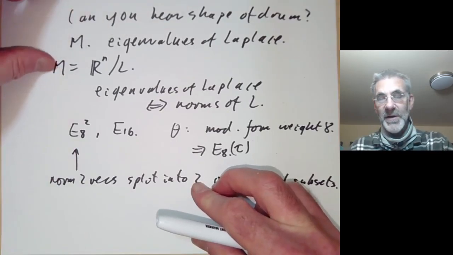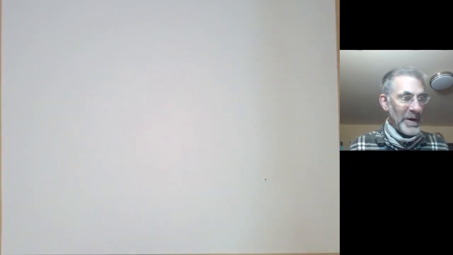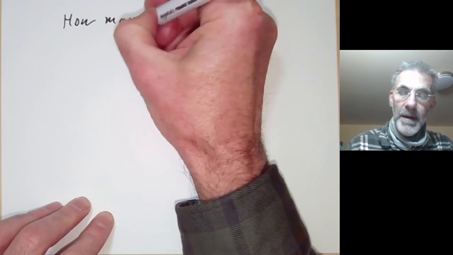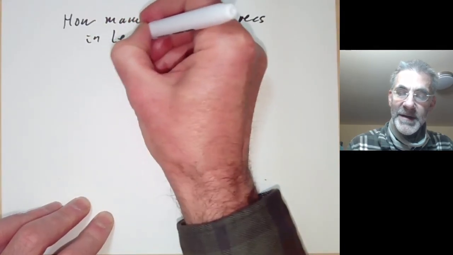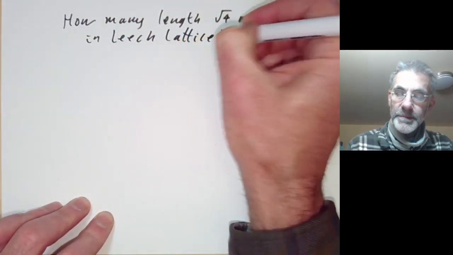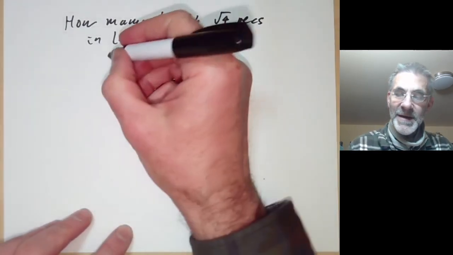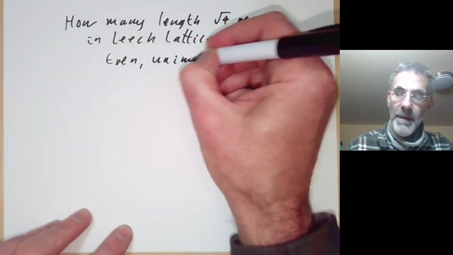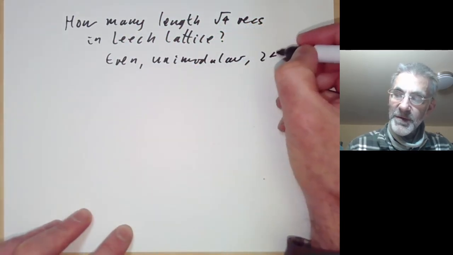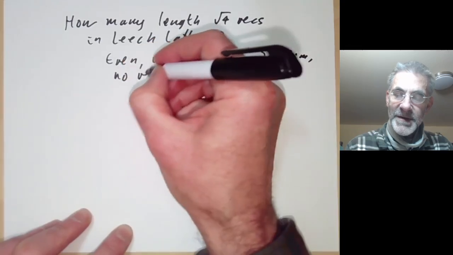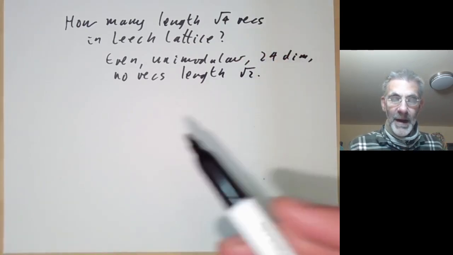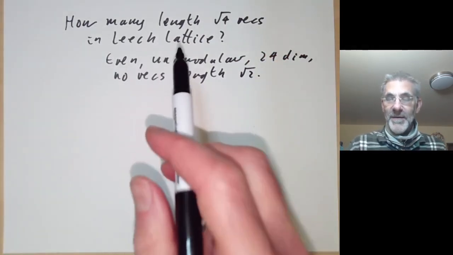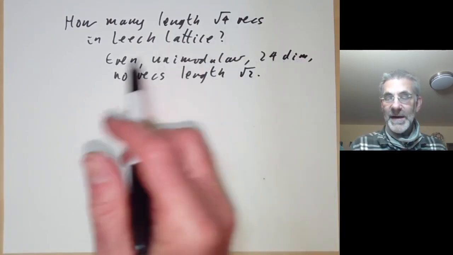So next application, we can ask how many vectors of length root 4 are there in the Leech lattice? And what we know about the Leech lattice is it's even, unimodular, that means self-dual, 24 dimensions, and it has no vectors of length root 2. And I want to calculate the number of vectors of length root 4 in this lattice with just this information.